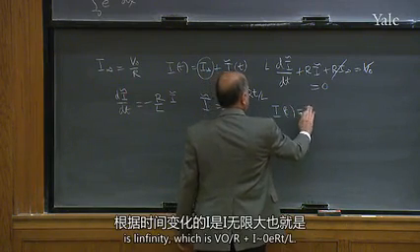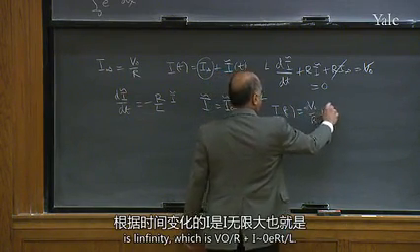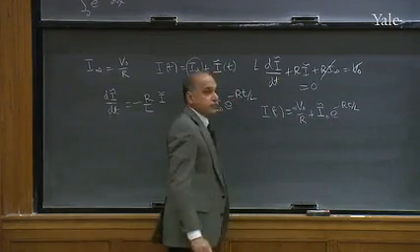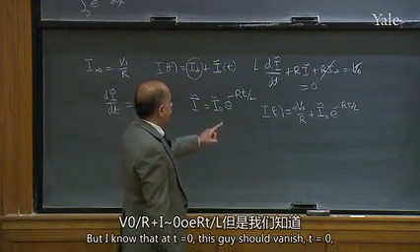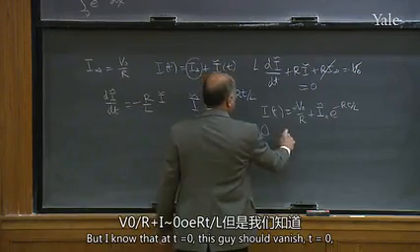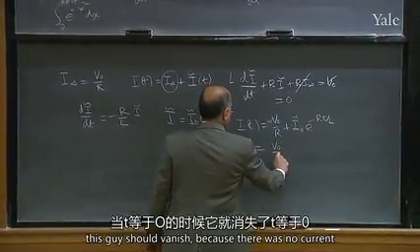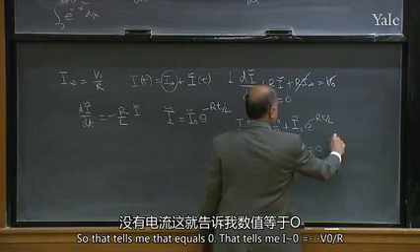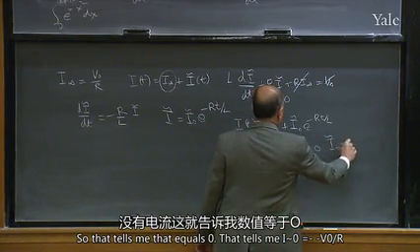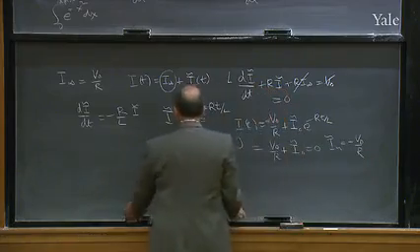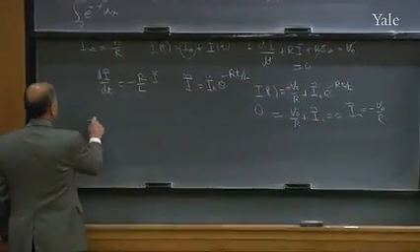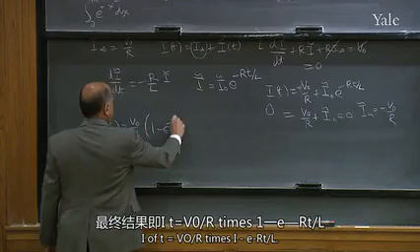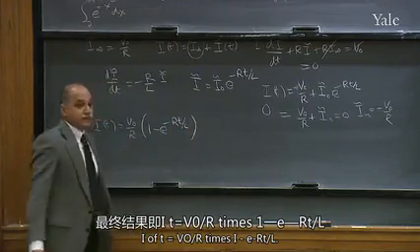I of t is I infinity, which is V0 over R, plus I twiddle 0 e to the minus Rt over L. But I know that at t equal to 0, this should vanish, because there was no current when I just threw the switch. So that tells me that I of 0 is equal to 0. That tells me I twiddle 0 is equal to minus V0 over R. And we get our final result, which is I of t is equal to V0 over R times 1 minus e to the minus Rt over L.